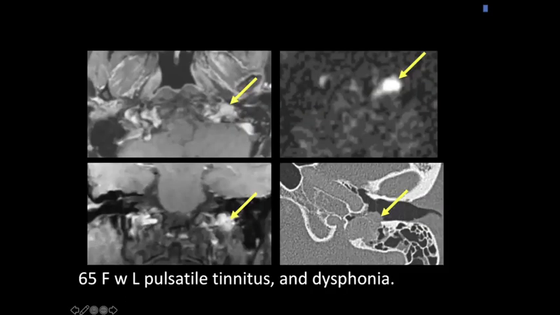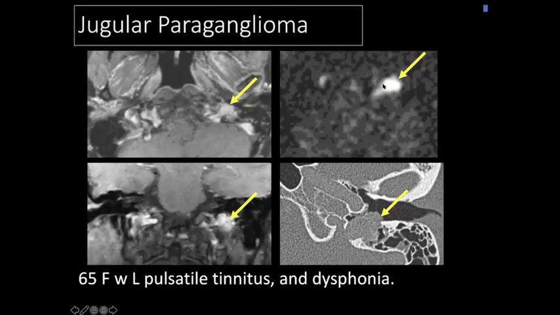Here is a patient, a 65-year-old with left pulsatile tinnitus, as well as dysphonia. If we look at our axial temporal bone CT image, we see a retromembrane hypotympanic mass that our clinical colleagues could look in and see as a red retrotympanic lesion. This lesion also extends to the jugular foramen. We see this enhancing lesion on our axial postgadolinium fat-suppressed images, and on our ASL image, this lesion is markedly hyperperfusing, and this is a jugular paraganglioma.